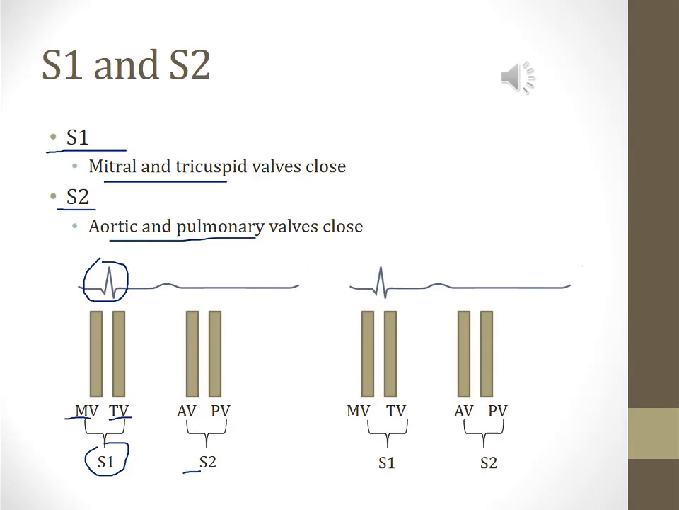S2 is made up from closure of the aortic and pulmonic valves. This occurs later in the ECG tracing after relaxation of the left ventricle has begun, and the aortic valve usually closes a little bit before the pulmonic valve.